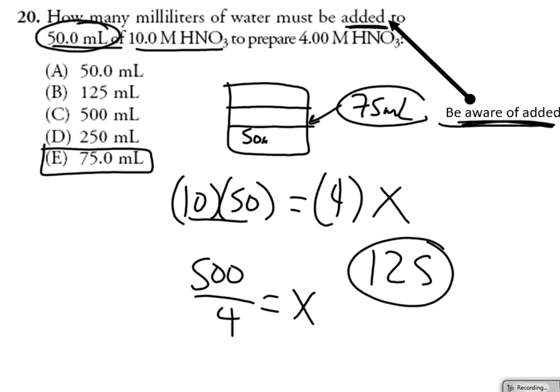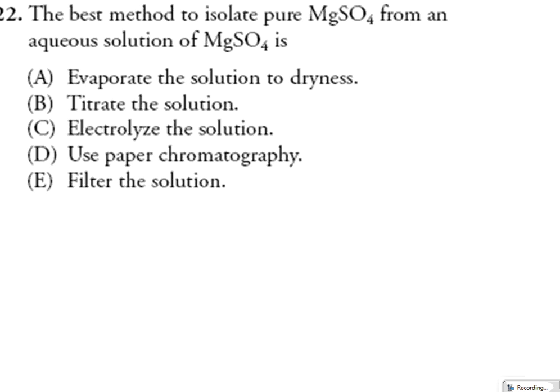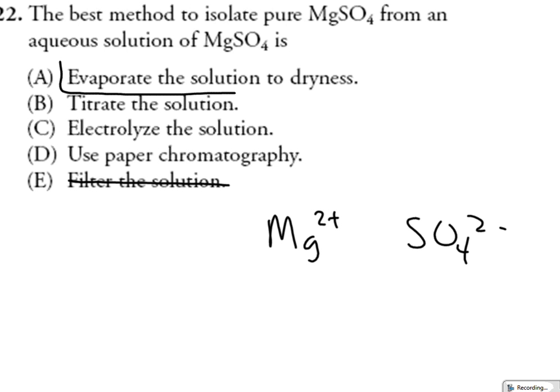Best method to isolate pure MgSO4: if we put it in solution, it breaks up into Mg2+ and SO4 2-, right? The only way you're going to get those ions back together, filtering doesn't work, they're basically dissolved in solution. Really what you're going to do is evaporate it, and the salt will reform. So when you want to get a soluble ionic compound like salt out of salt water, you could evaporate the water and you would be left with the salt.